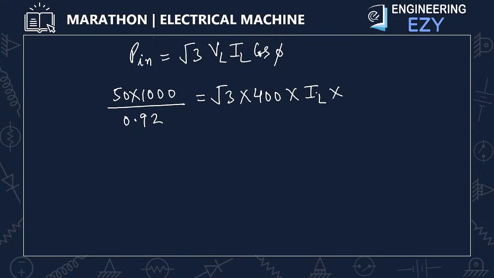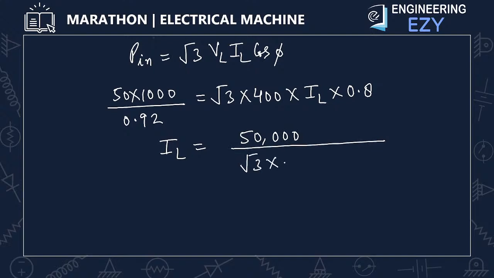Line current is equal to the armature current for star connection, into cos phi. Cos phi is given as 0.8. So we can calculate the IL. And IL we are getting 50,000 divided by root 3 into 0.92 into 400 into 0.8. And Ashok has already given the answer. I am also checking. It is coming 98 ampere.